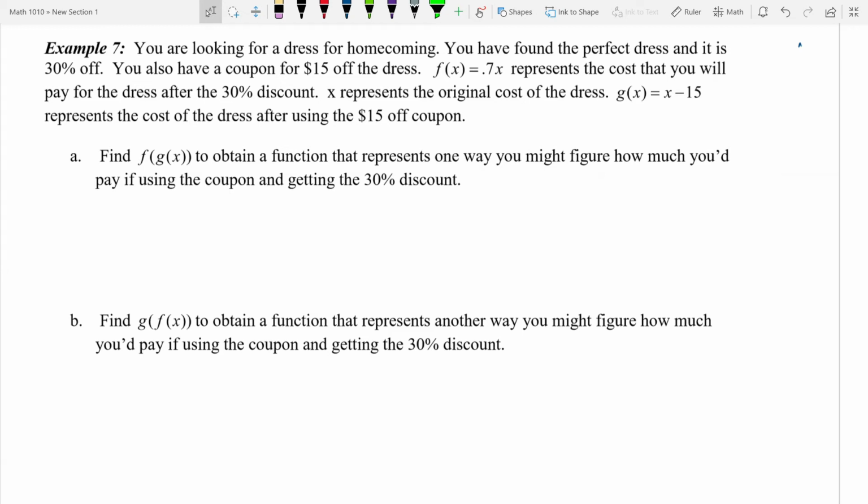Think of it. Hey guys, on part D, when you figure out which one's a better deal, I want you to actually put a number in there. So make up a cost of the dress and see what the difference between the two scenarios would be. Okay?